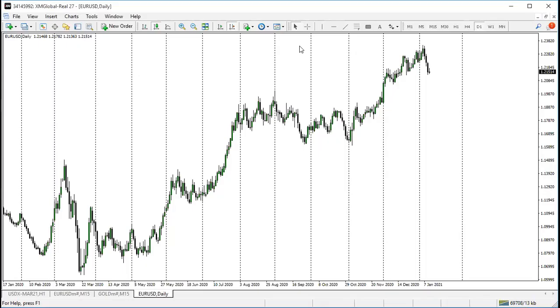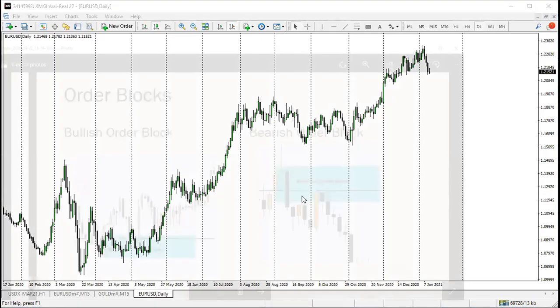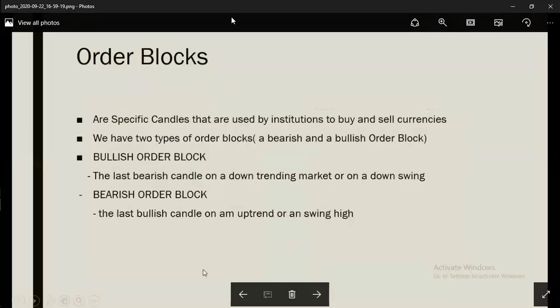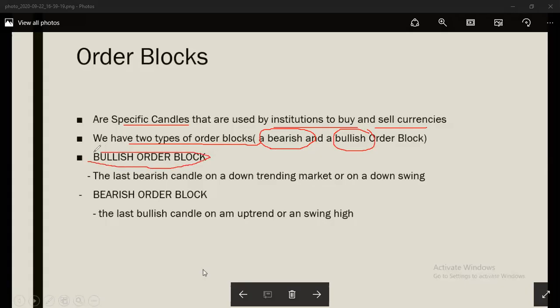Order blocks, the important stuff. What is an order block? Order blocks are specific candles that are used by institutions to buy or sell currencies. We have 2 types of order blocks: a bearish order block and a bullish order block. So what is a bullish order block?